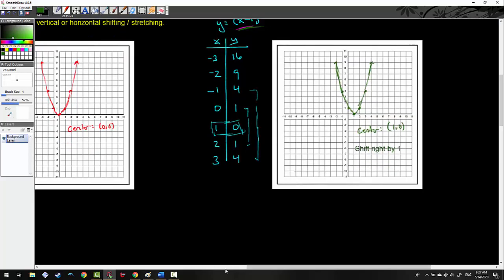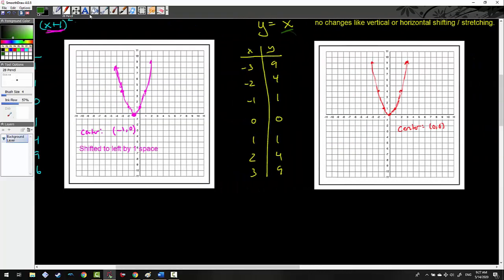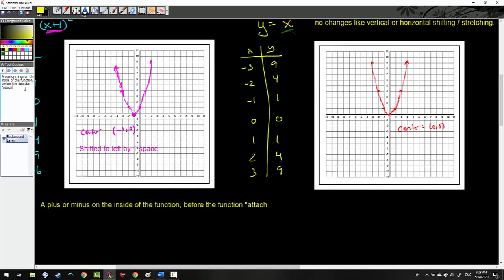So let's see if we can come up with a generalization for our horizontal shifting. So when it comes to horizontal shifting, a plus or minus on the inside of the function, before the function. And I also want to throw down one more thing. Notice how it's attached to the x term. That results in a horizontal shift of the function.